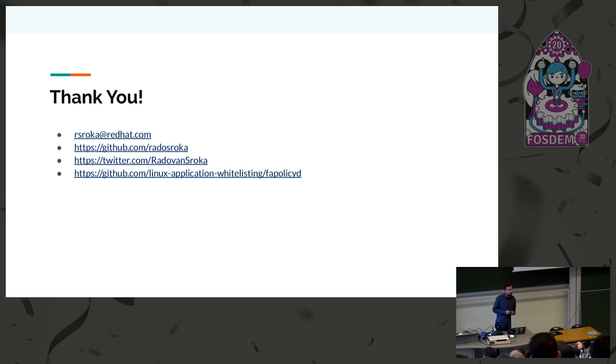Any questions? How do you prevent race conditions in the policy handling system? Especially during boot, it might take some time before the daemon that you use to set up the policy is available. It depends on how the unit file is written. So we can start this daemon very early, or even in early boot.